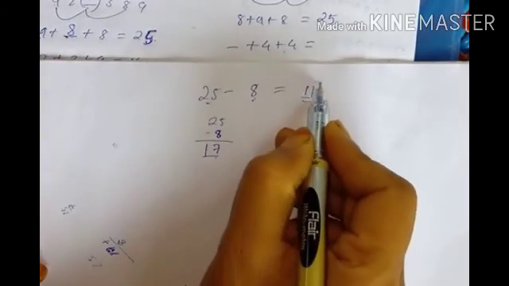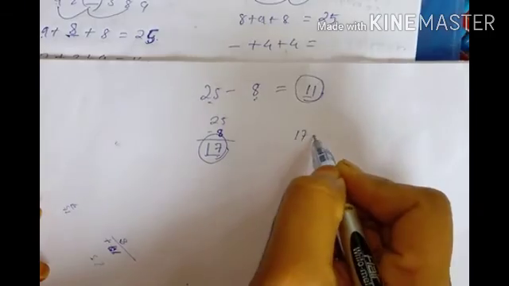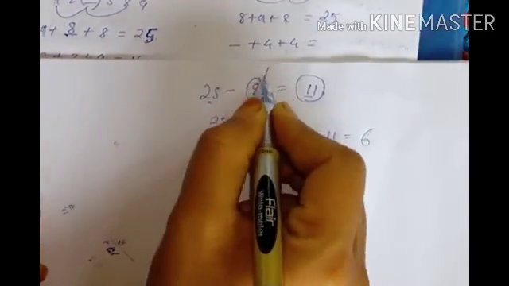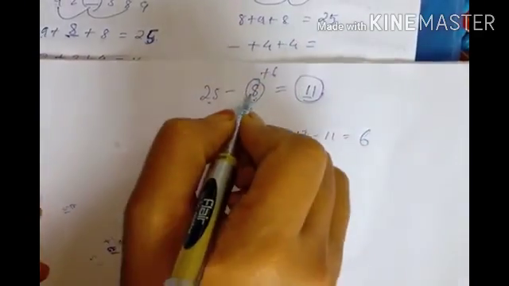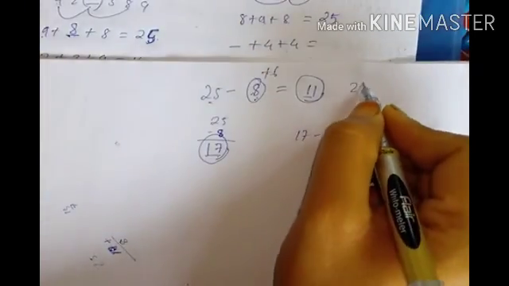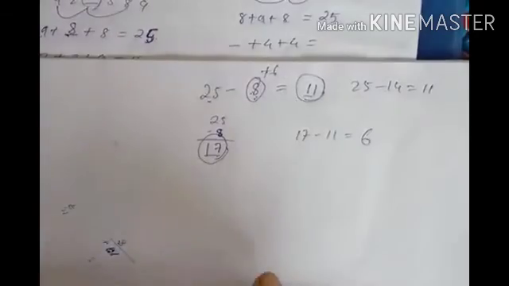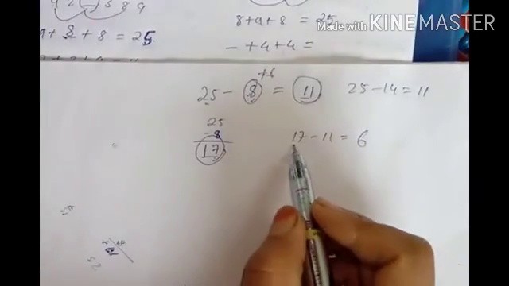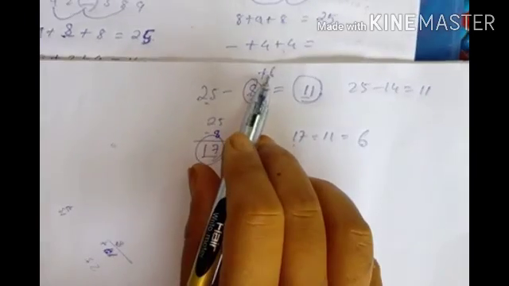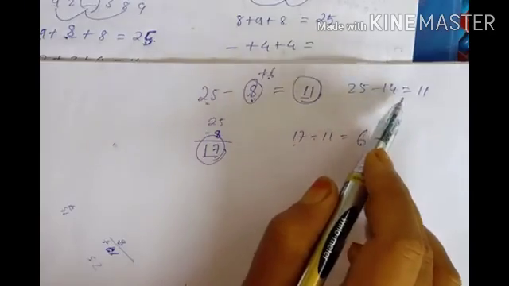But we want 11. But what did we get? We got 17. So 17 minus 11 is how much? 6. So with this number, if you add 6, then how much will you get? 14. Now 25 minus 14 is equal to how much? 11 or not? So 17 minus 11 is 6. So this 6 should be added with 8. If you add, you will get 14. Now 25 minus 14 is how much?